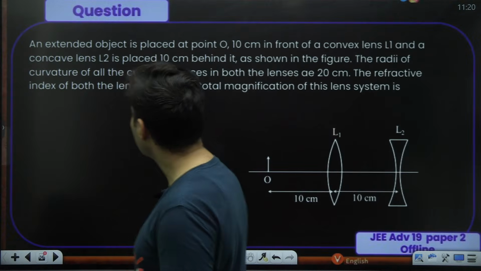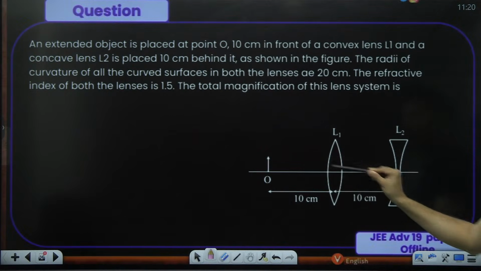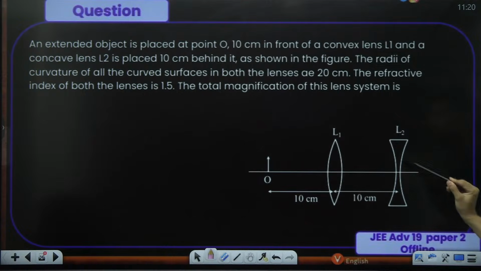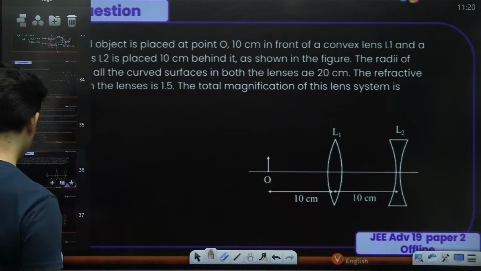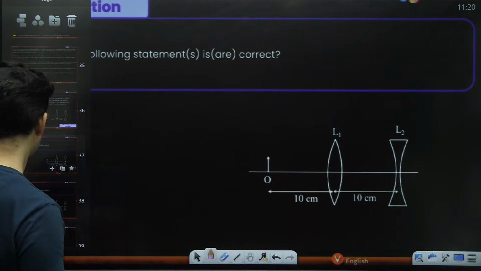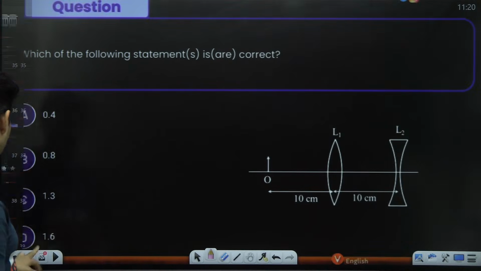Okay, let's see. What is it? There is an extended object which is placed at point O 10 centimeters in front of this lens, and another concave lens is placed 10 centimeters behind it. The radii of curvature are 20, refractive index is 1.5. What is the total magnification of the lens system? Okay, I just need the diagram, and the options are right over here.